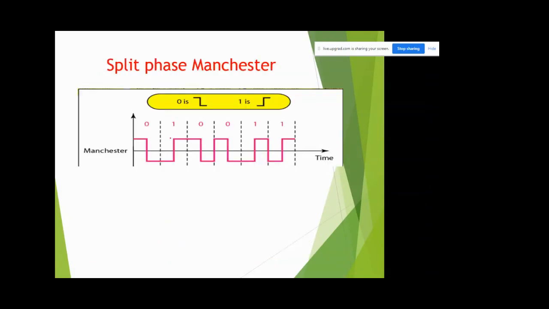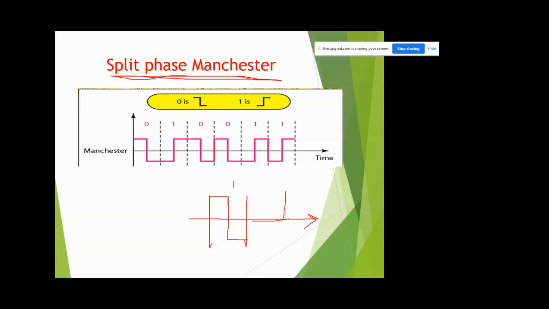Now the next pattern is split phase Manchester. Here I have not mentioned the clock and data directly. I have mentioned the signaling part. For example, if there is a bit 1 and this is the timeline, split phase Manchester means what? Bit 1 has half part positive and half part negative. What is its name? Split phase Manchester, the phase is being split.